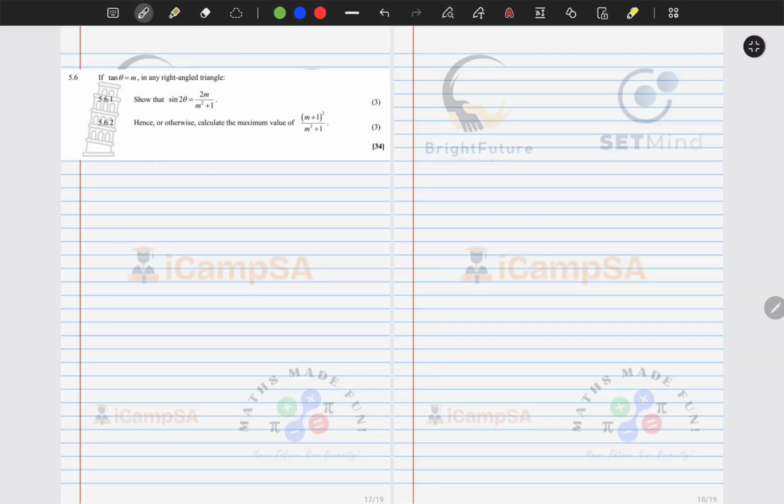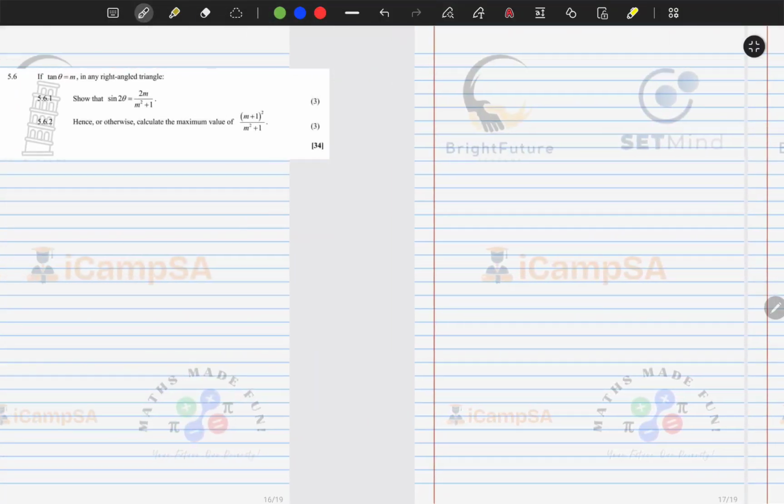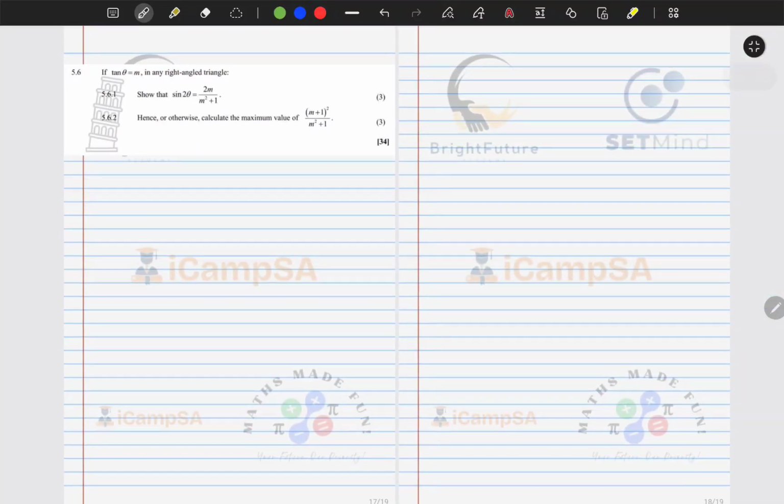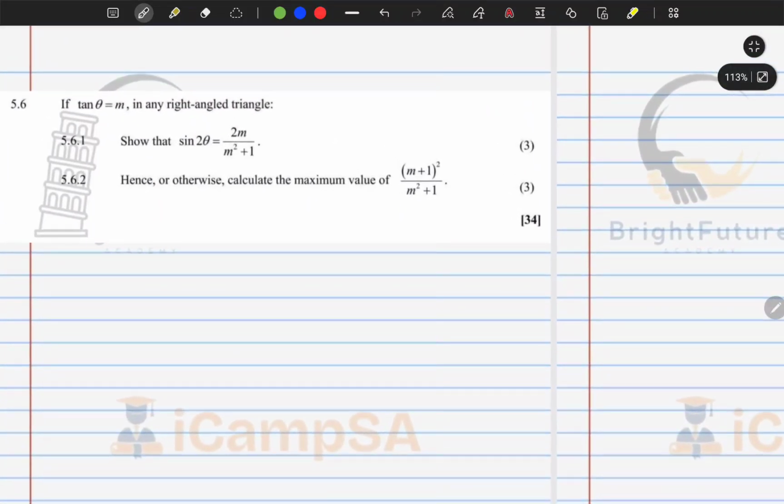Next, we'll have a look at 5.6. Let's see, can we move it? Maybe not. Right. So let's have a look at what is happening here.